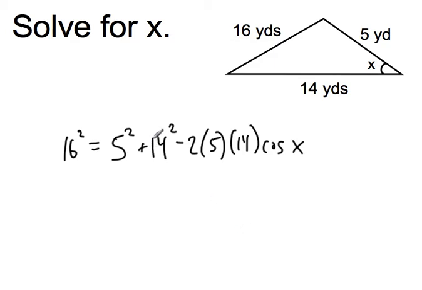Now what I would do here is immediately subtract 5 squared and 14 squared from 16 squared. And the reason I would do that is because some students get in a bad habit of combining all of these numbers together in their calculator. But this is a coefficient of cosine of x, and this is not a coefficient. So coefficient, not coefficient. You can't combine them. So I would immediately just subtract the 5 squared and the 14 squared from both sides, and I'd end up with this.